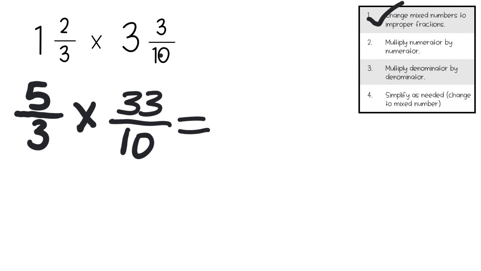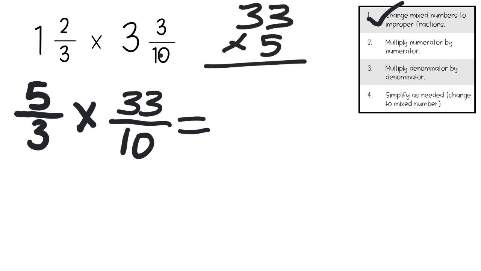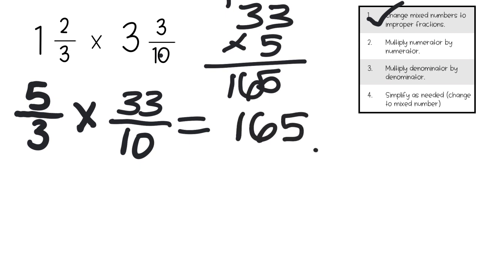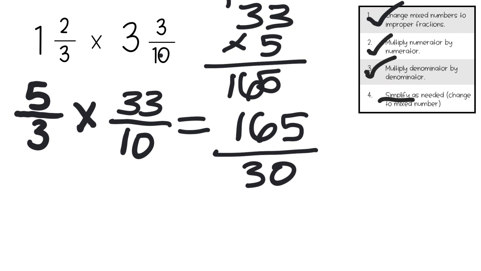So I've done step 1. Now I need to multiply my numerators together. 33 times 5, we get 165. And we know 3 times 10 is 30. Now our next step, we multiplied our numerators, we multiplied our denominators. Now I need to simplify as needed. And I have an improper fraction here, so I need to move back to a mixed number.